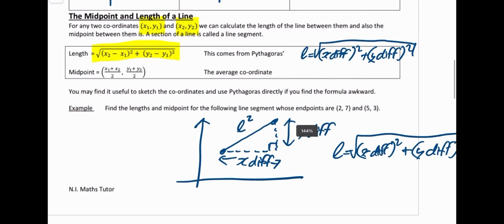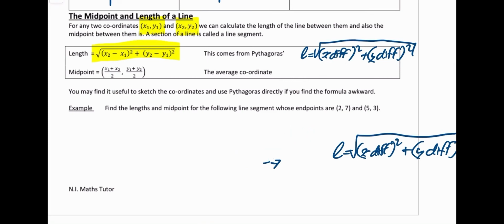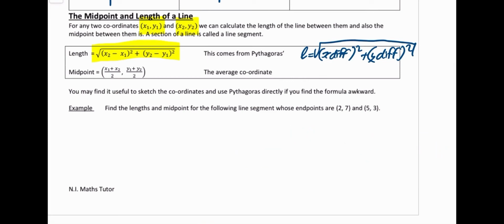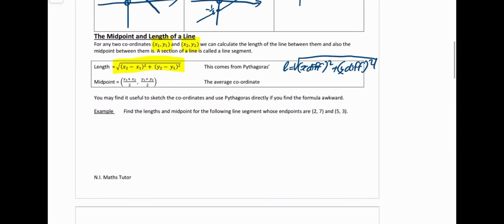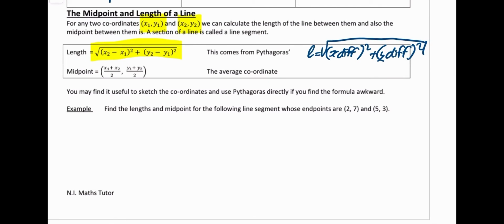So we're going to look at these two examples here. Find the length first of all of these 2 points, and then we'll go back and look at the midpoint formula. So the length between (2, 7) and (5, 3). So your length is equal to the x difference, so it's going to be 2 minus 5 squared plus the y difference, which is going to be 7 minus 3 squared, and the square root of all that.